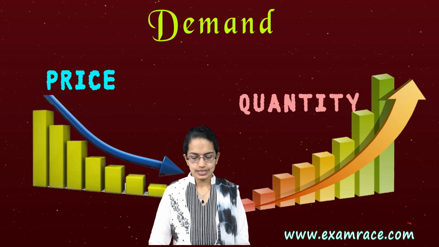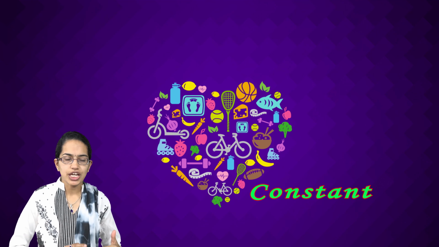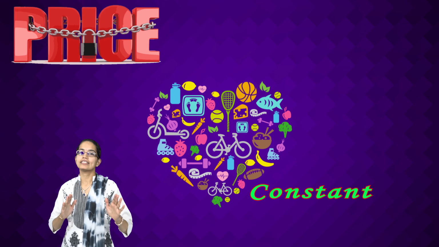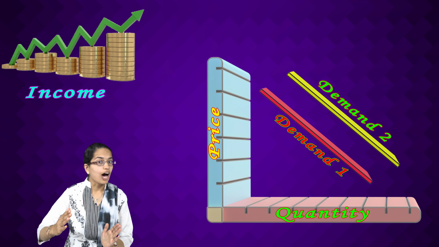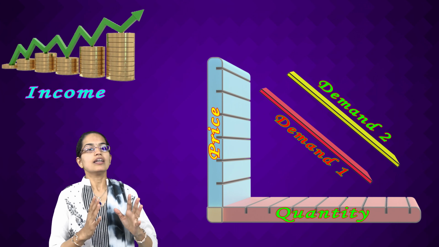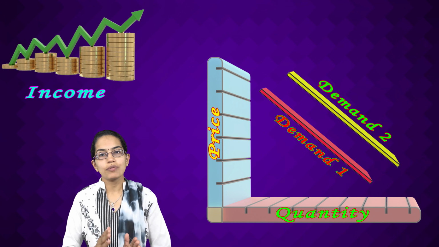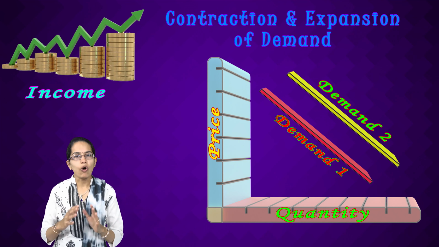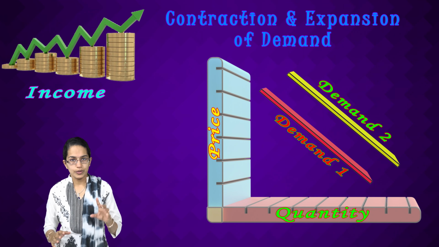Other things remaining constant, if there is a change in any other factor besides the price and the quantity, let's say income. If my income increases, this whole curve would shift towards its right. That means when my income has increased, now there is a chance that you could buy more of the quantity or the commodity that you are looking for. So, contraction and expansion of demand is very, very important to understand.